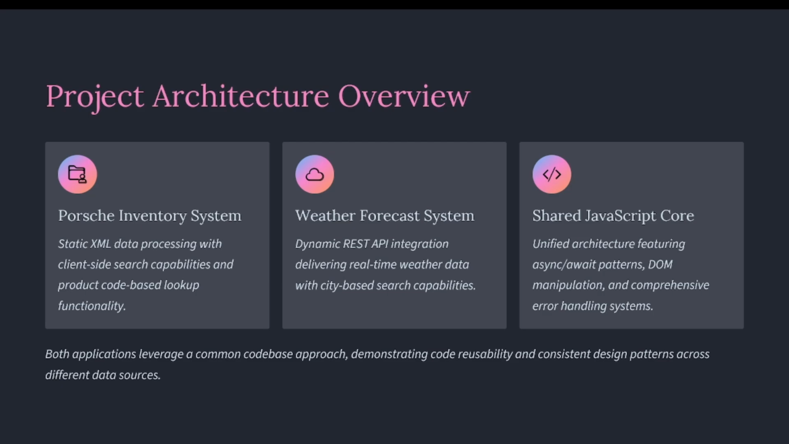In my weather forecast, I basically used an API key that would get all the wind speed, like meters per second, and the time and the date, and so on. Shared JavaScript core: I used DOM manipulation, async, and comprehensive error handling systems. Both applications leverage a common code-based approach, demonstrating code reusability and consistent design patterns across different data sources.